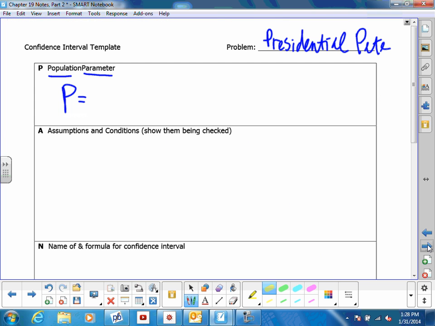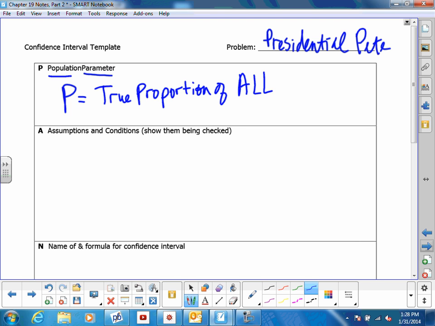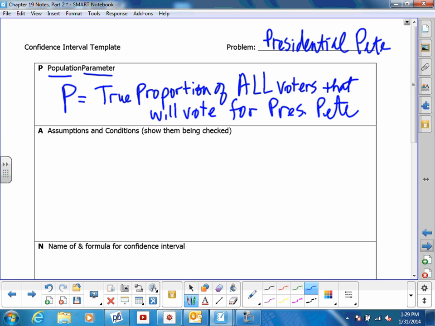So our parameter that we are going to be doing is the true proportion of all voters, because I need to emphasize that we are coming up with something for the whole population. So it's the true proportion of, and I always like to put "all" in there just because you are knowing that this is about the population. This is what you are inferring to. True proportion of all voters that will vote for presidential Pete, p. So in the end, that's what we're going to be making a claim about.